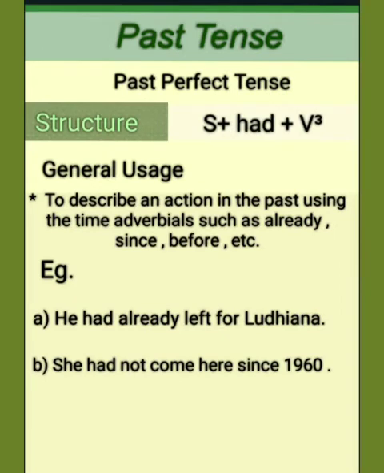Then, past perfect is also used to describe an action in the past using the time adverbial such as already, since, before, and so on. For example, he had already left for Ludhiana. Sentence 2, she had not come here since 1960.